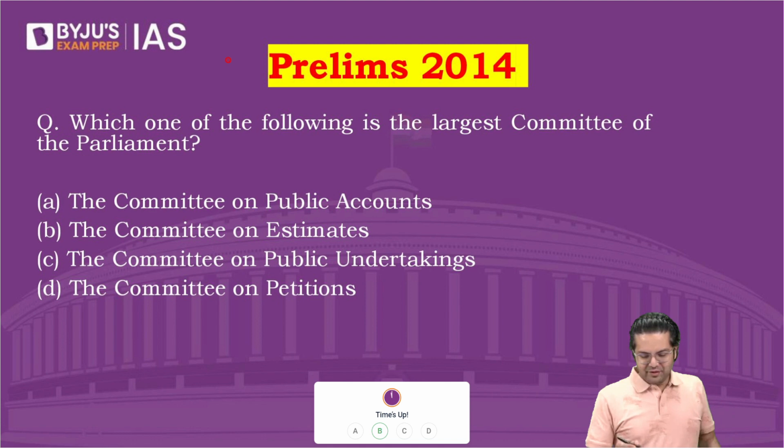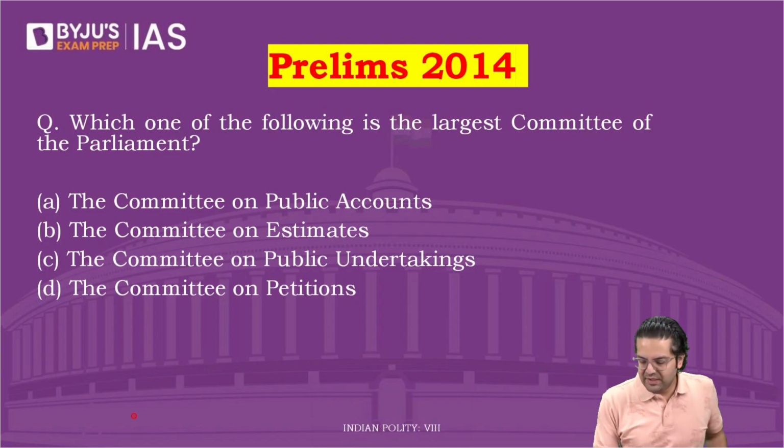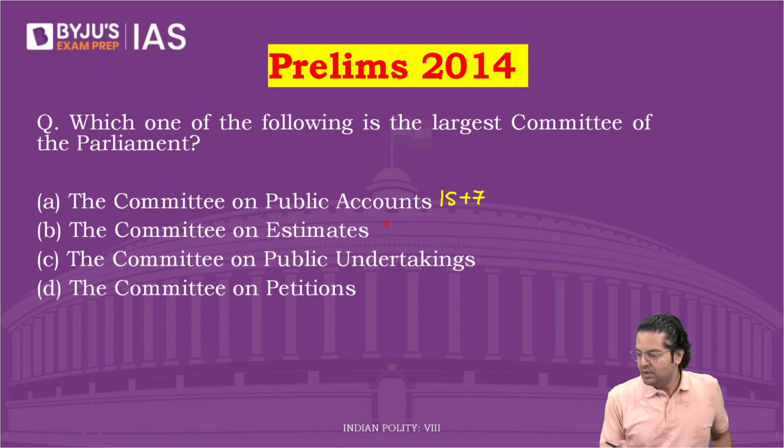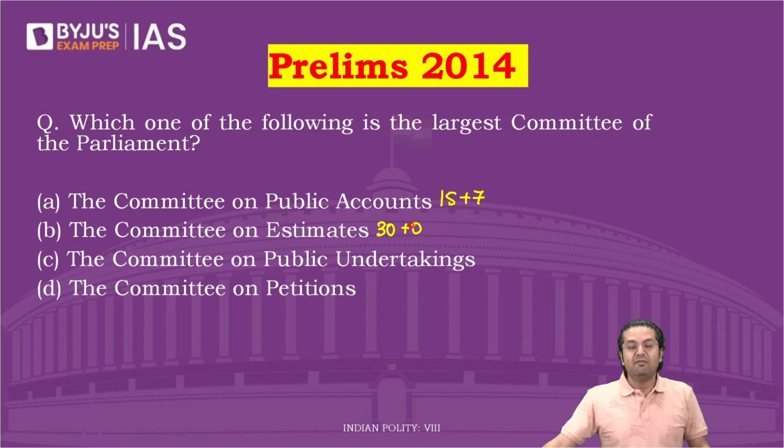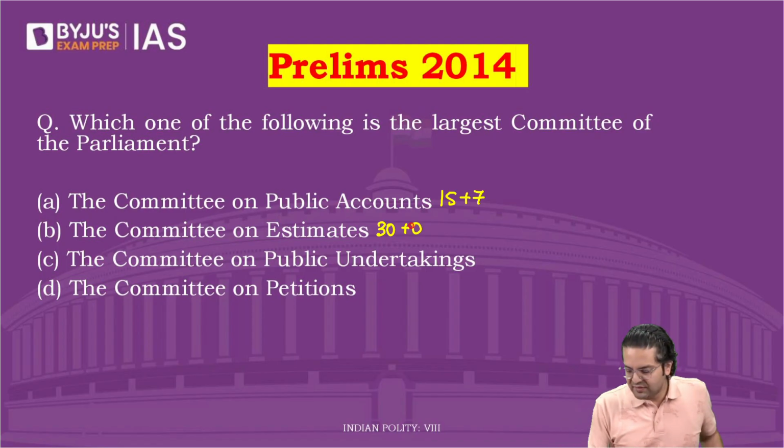So for this, you should not have at least marked PSC. Come on, this was blatantly wrong. 15 plus 7, 30 plus 0. How can you be wrong like this? At least this should not have been the answer. And then the Committee on Public Undertakings, which is 22 plus 7, and the Committee on Petitions, which is 15 plus 10.